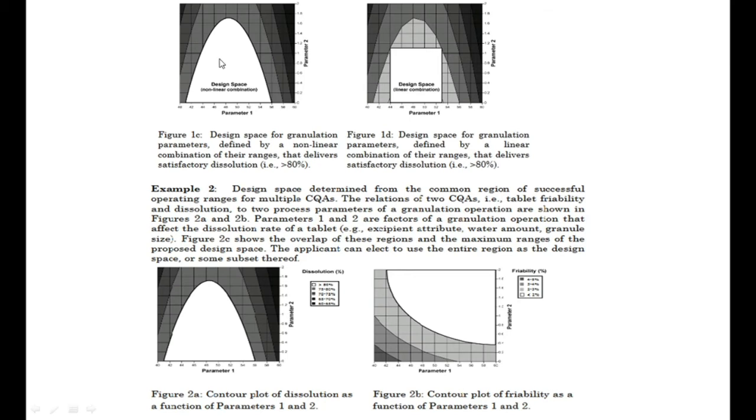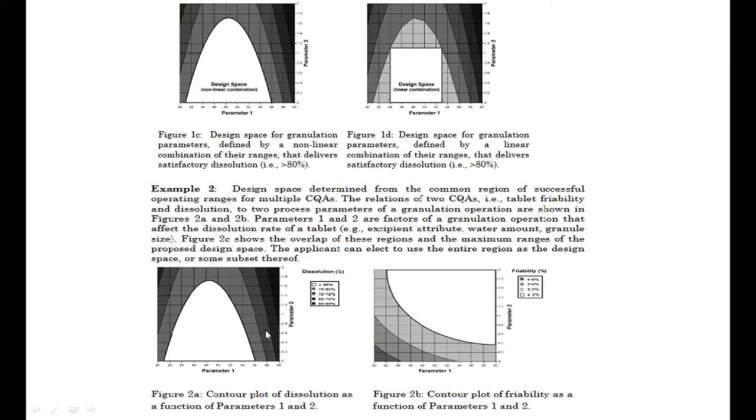If we work with this range of these two parameters, then we can obtain the desirable range of the CQA, that is called design space. So this is a non-linear combination, and we can go for the linear combination. That is beneficial for the mathematical analysis at a later stage. We can say that it is somewhat restricted or stringent compared to the non-linear combination. You can see the limit is narrowed down in the linear combination.